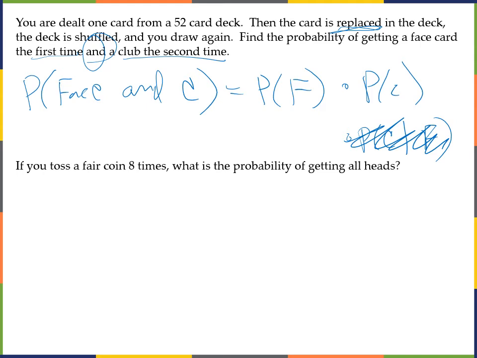The reason being is because now there's fewer cards in the deck to pick from, and the second event would be affected by the first. All right, but we don't have that scenario. We just have face card, club, independent situations.